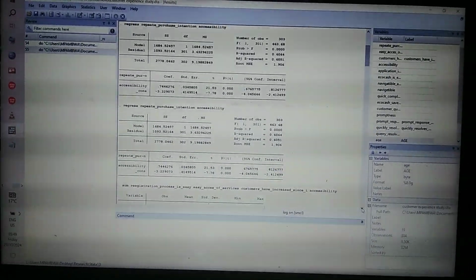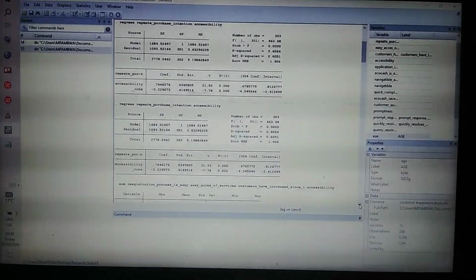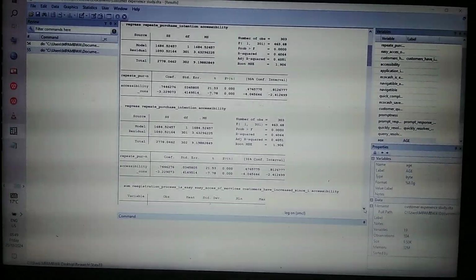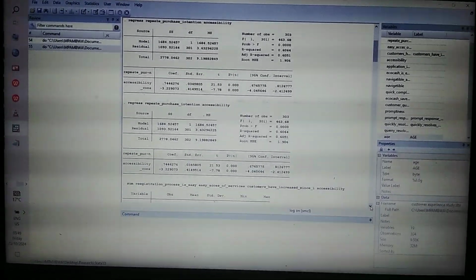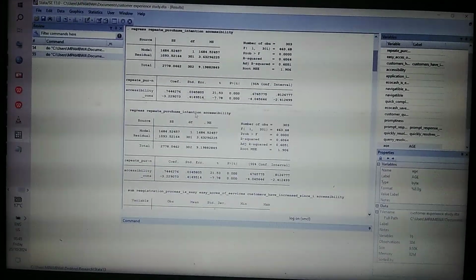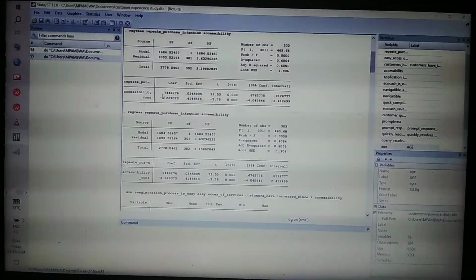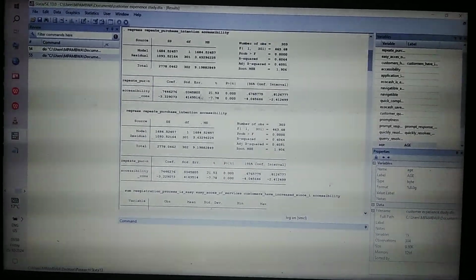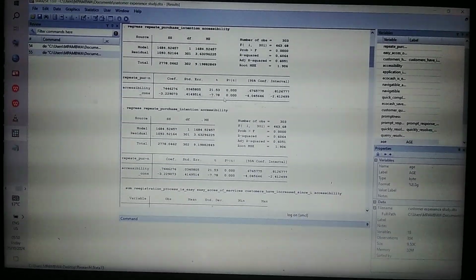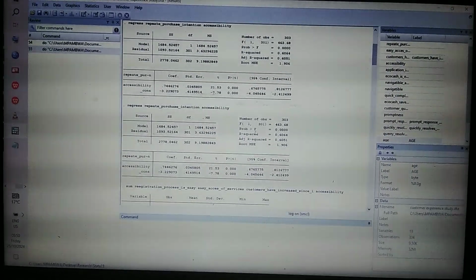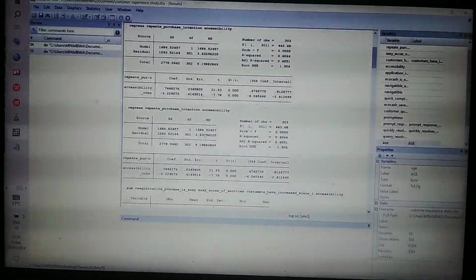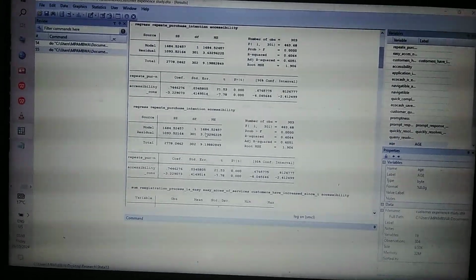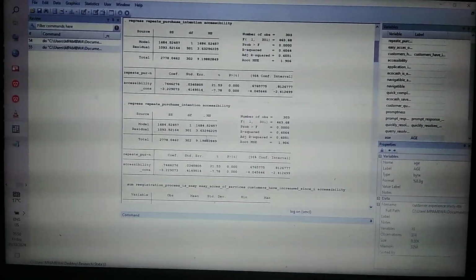Again, here with accessibility, we are saying if customers are experiencing easy accessibility to the product, this will have a positive impact of 0.74 on the repeat purchase intention. So this is it. And also there is this ANOVA, with SS, DF, and MS, for the output of the regression.